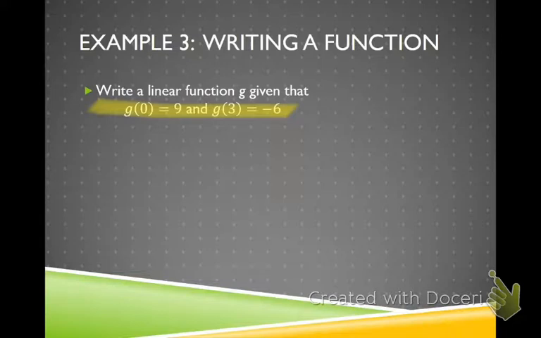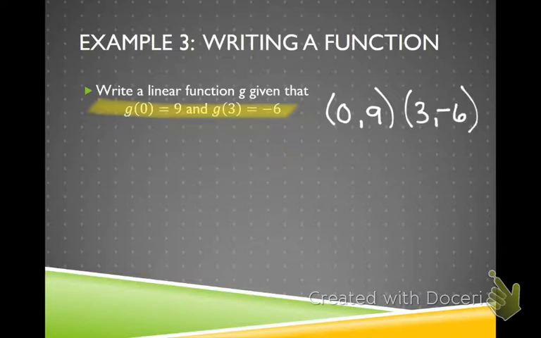Okay, so what I'm going to do is pull these values out and make them into ordered pairs. G of 0 equals 9. I pull that out to make 0, 9. All right, and I just write it in the order that I see it in the expression. G of 3 equals negative 6. So it's 3, negative 6. Now I've made my ordered pairs, and now I can use the same process that I used to do linear equations to now write my linear function.